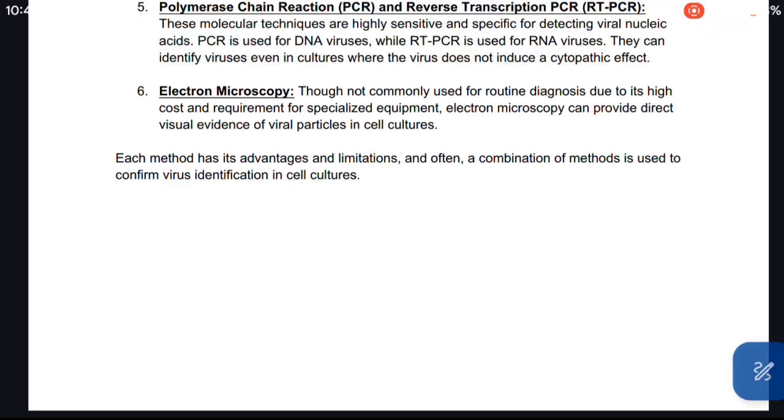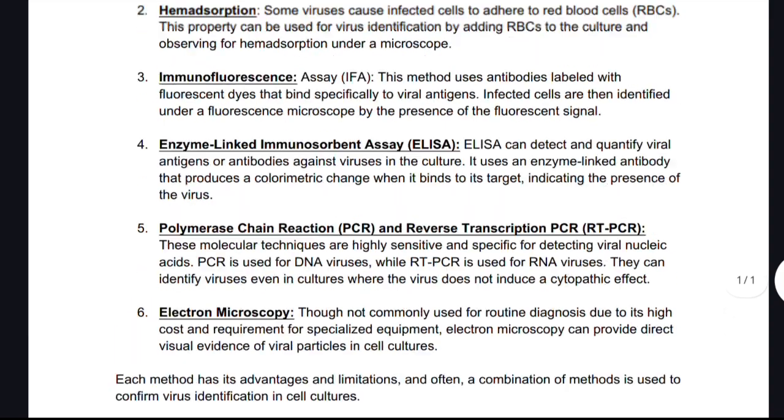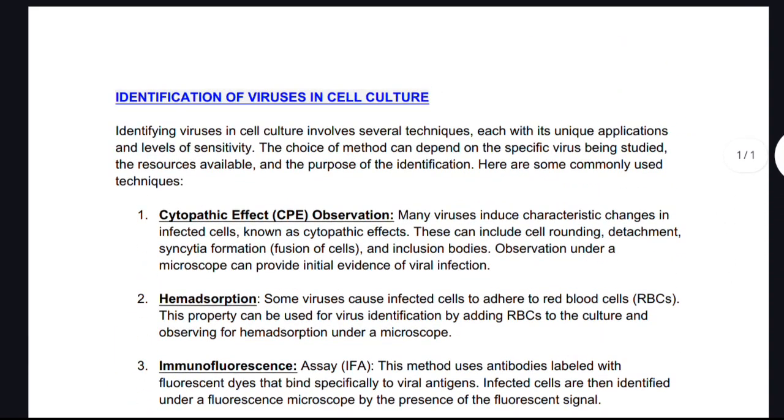All of these methods have their advantages and limitations, and often a combination of methods is used to confirm virus identification in cell cultures. That is all about the viral identification in the cell culture.